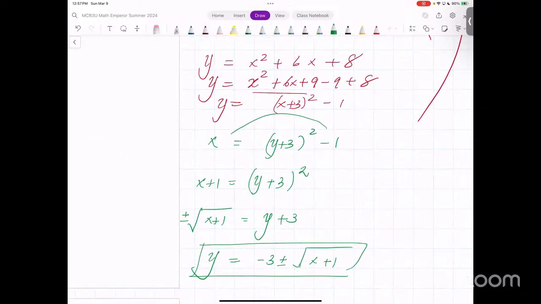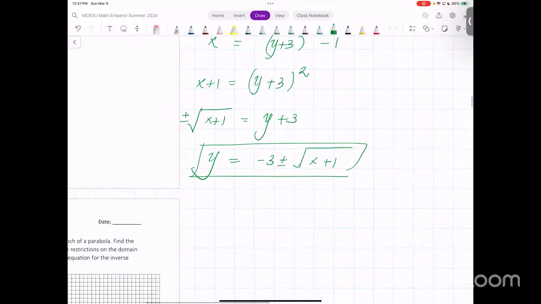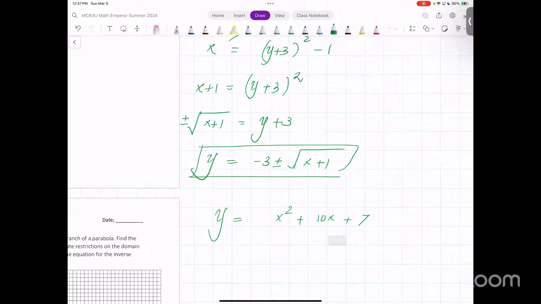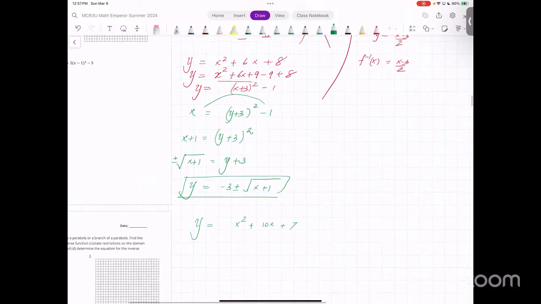So I want to see how you guys do. One question for you. Can you guys complete the square, please? Can you find the inverse, please? Find the inverse of the function. If you understand my example, find the inverse.